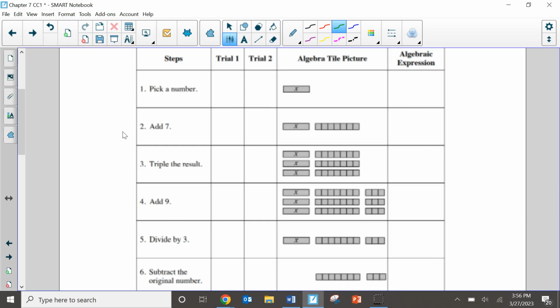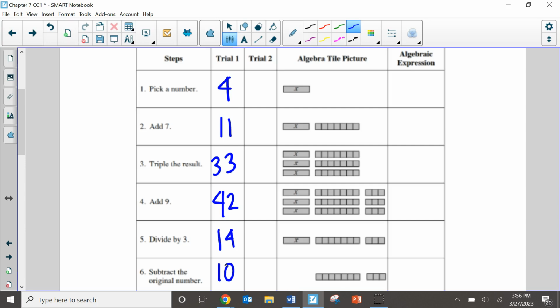Okay, so I'm going to choose 4 first. So 4 plus 7 is 11. Triple that, which is 33. Add 9, that gives me 42. Divide by 3, which is 14. And subtract my original number, which was 4. So I'm left with 10.